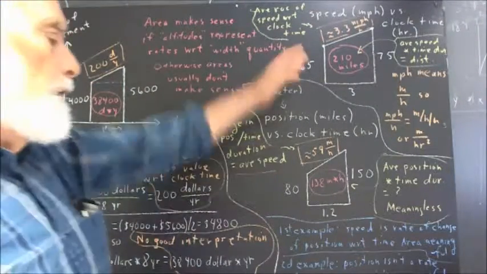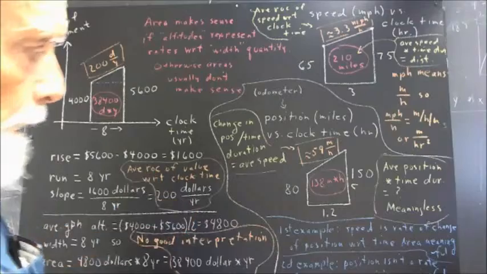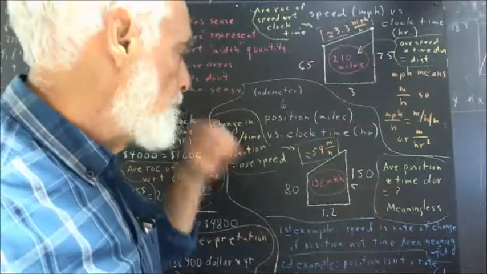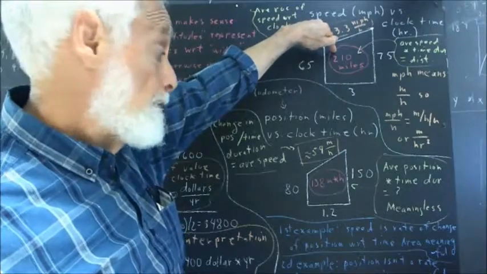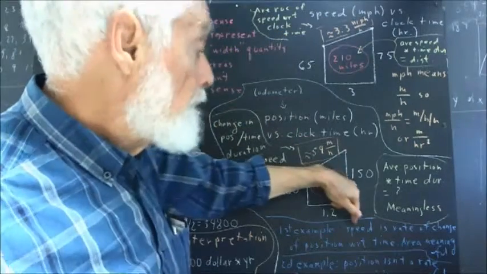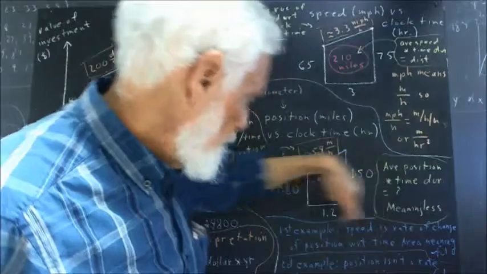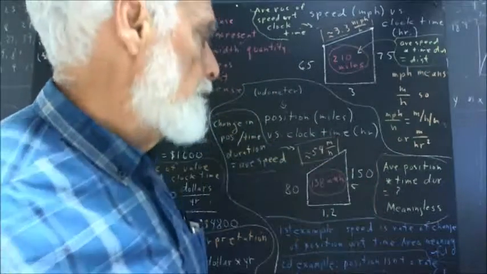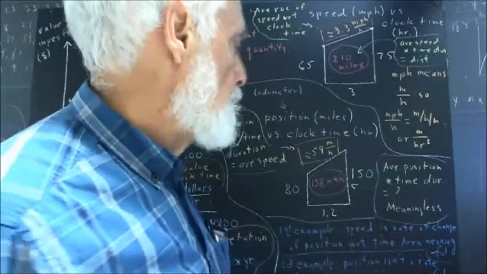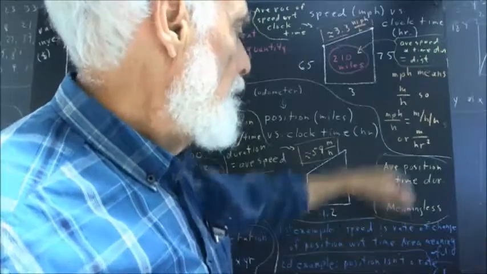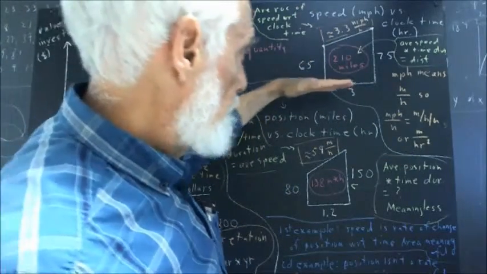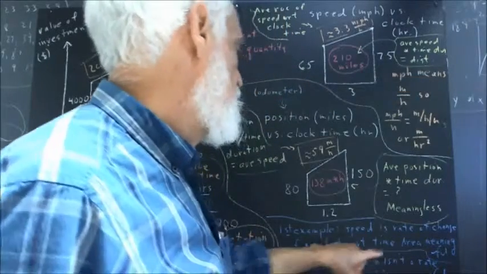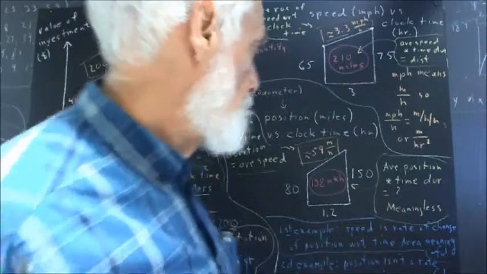Okay, well, the lesson here is that in the first example, the area interpretation was meaningful. That's because speed is the rate of change of position with respect to clock time. Speed is a rate with respect to clock time, and so this quantity is a rate with respect to this quantity. Therefore, the area was meaningful.